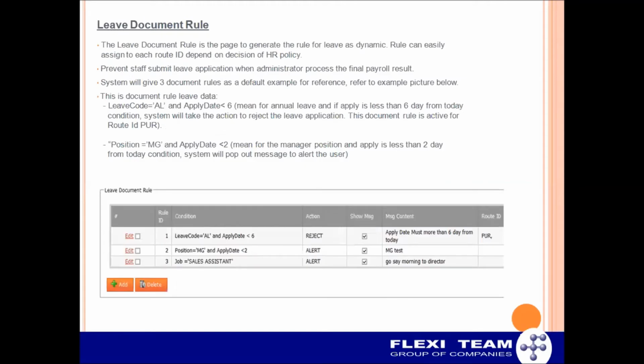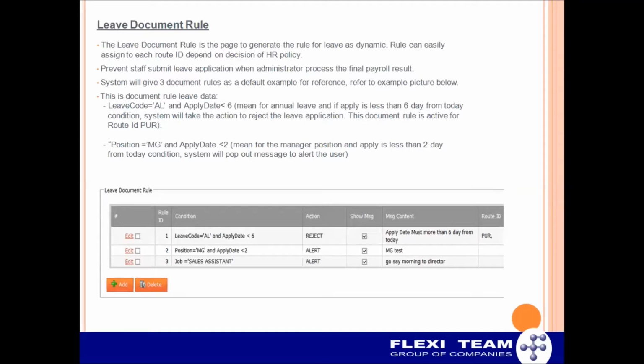And then the leave document rules. Before you can apply for leave, the company can set some rules. Let's say, for example, for annual leave, you must apply before 7 days, that means before 1 week, for you to be able to apply for annual leave. Within the 1 week time, you are not able to apply. This is the so-called rule.